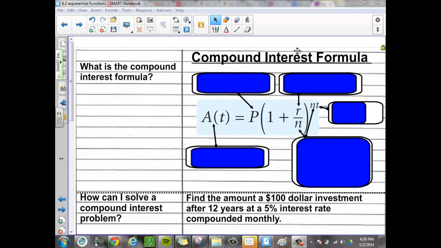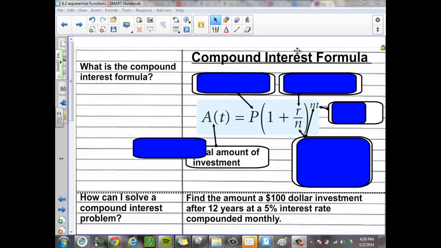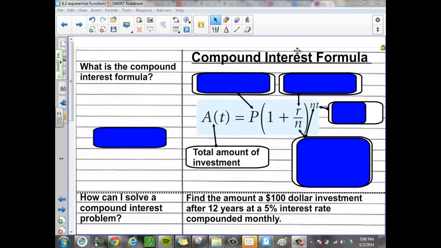So let's talk about what a compound interest formula might look like and how we can use that to see how we would find an investment over time. Well, let's look at this compound interest formula right here. Here we have the compound interest formula, and this A of t represents the total amount of your investment. That's how much money you're going to have after 20 years. That's what the price is going to be, or how much you have at 20 years.